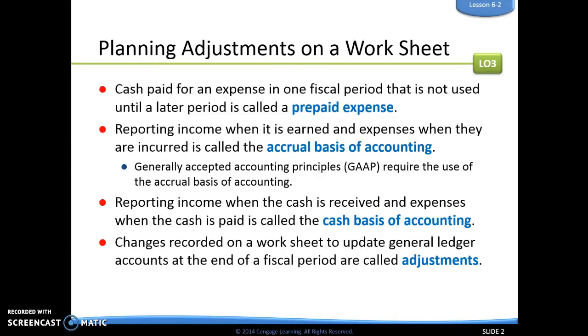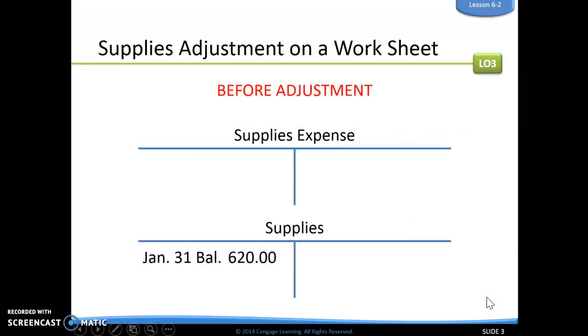Adjustments then are changes recorded on a worksheet to update the general ledger accounts at the end of the fiscal period. So first we're going to look at our supplies adjustment on a worksheet. They're showing us what supplies looks like before our adjustment. When we look in our supplies account, we have a balance of $620 of supplies.